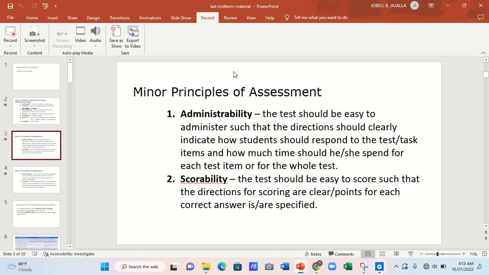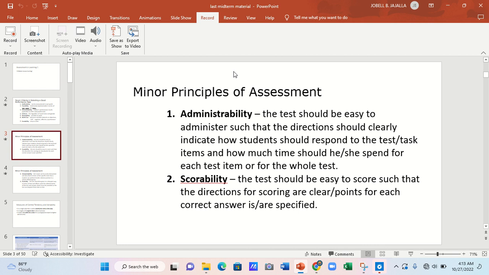So we only have 4 listed here. Number 1, we have administrability. This talks about the test being easy to administer, such that the directions should clearly indicate how students should respond to the test or task items and how much time he or she should spend for each item or for the whole test. So administrability is the degree of how difficult or easy the test can be administered.